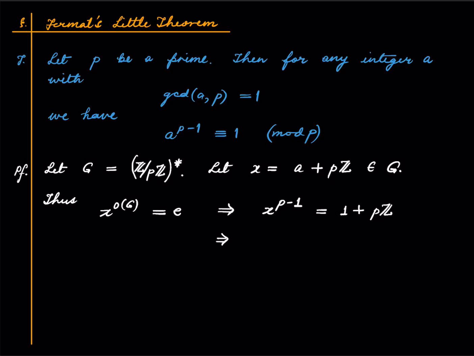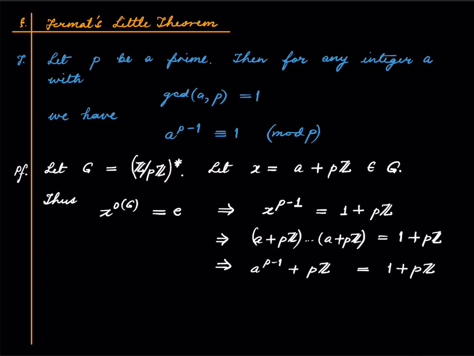But now what is X to the P minus 1? X to the P minus 1 is A plus PZ dot A plus PZ, P minus 1 times. And the binary operation in Z mod PZ star is such that this is nothing but A to the P minus 1 plus PZ. Right? And therefore, by the observation we just made, this just says that this is congruent to 1 modulo P. So that's it. It's a very short and very clean proof of Fermat's little theorem.